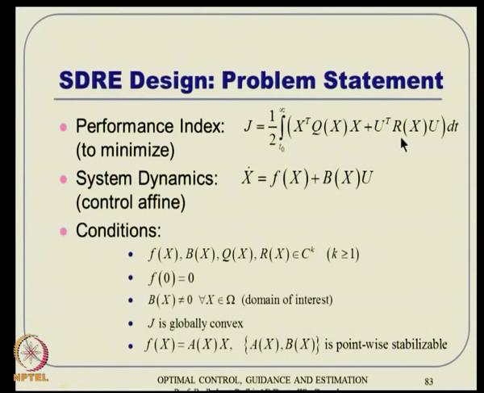And the system dynamics happens to be in this form, which is control affine, that means linear in the control variable, whereas it can be nonlinear in the state variable. Then the conditions necessary were something like this: f of x, b of x, q of x, r of x have to be at least class C^k, k at least 1. So, these are all smooth functions. The first gradient vector at least is continuous. And f of 0 has to be 0, that is a critical observation in this form.